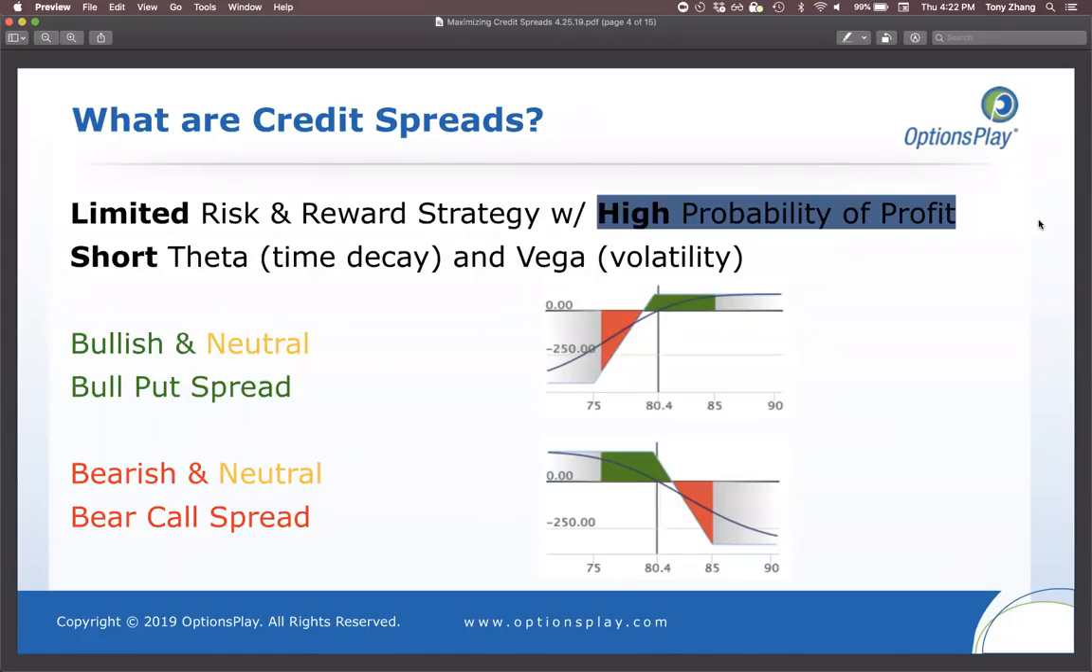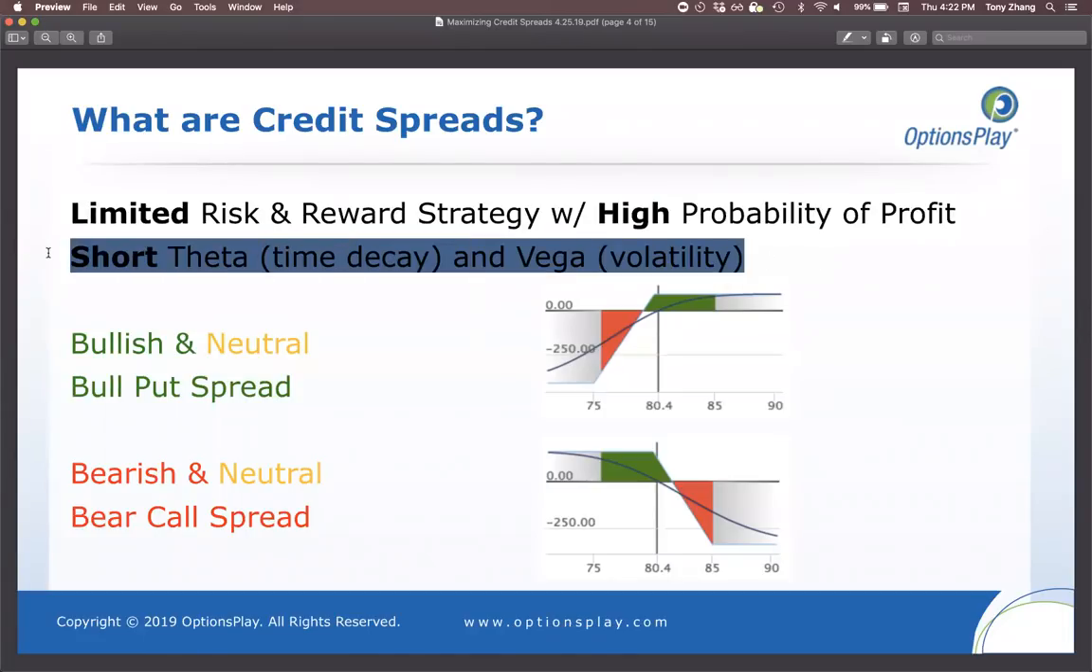Now, it's really important to understand, before we even break down a credit spread, that these trades are effectively short theta and short vega, meaning you're short time decay and you're short volatility. Those are the two distinct differences between trading credit spreads and most other strategies: you are short volatility and you are short time decay. So you want those two things to work in your favor, in addition to all the other things that can potentially move in your favor, such as the underlying stock.